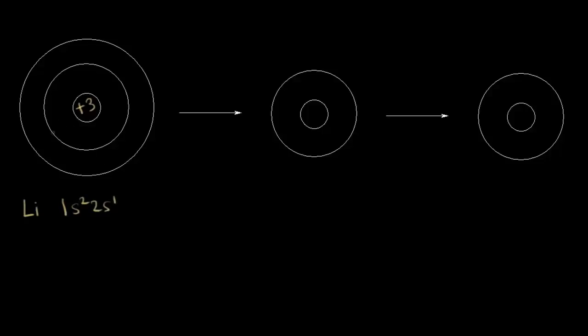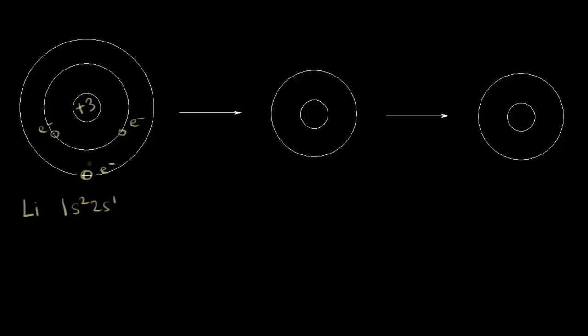So we have 2 electrons in the 1s orbital. So we can go ahead and put those 2 electrons in the 1s orbital like that. And then we have one more electron, and that electron is going to go into the 2s orbital like this. And so that would be a very simple picture of the neutral lithium atom.